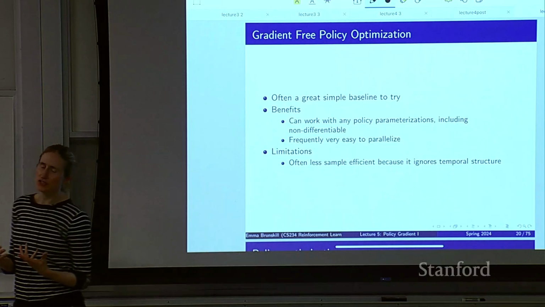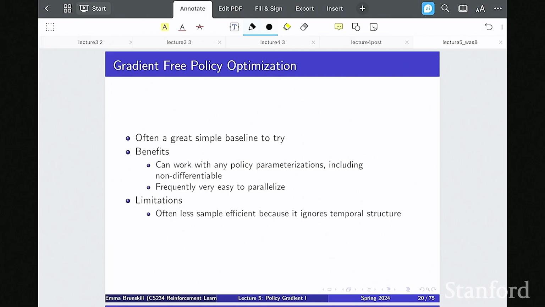So CMAES, for those of you who haven't seen it before, you'll have a number of different policies you try in parallel, and then you'll use that to update and shift to another set of policies. And that's what Professor Collins did. And in a lot of cases, the problems that we think about are places where you'll have many customers, you'll have many robot arms, and so you can parallelize things. One of the limitations is that it's often less data efficient because it's ignoring the temporal structure. So if you have temporal structure, or if you have gradient information, it may be more effective to use that.